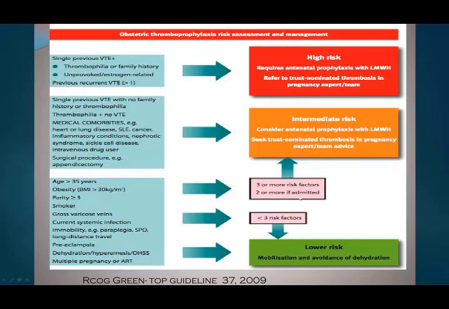So if three or around two, they would be considered intermediate risk, and they would need prophylaxis even in the antenatal period. And if less than three, they will be low risk, and they would not need low molecular weight heparin, but only mobilization and avoidance of dehydration.